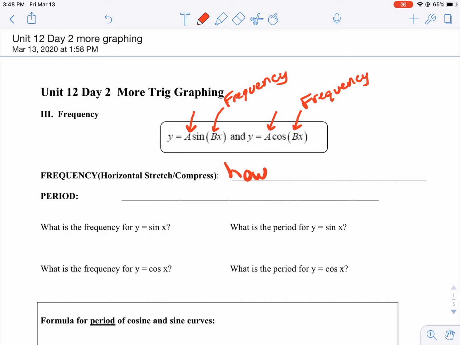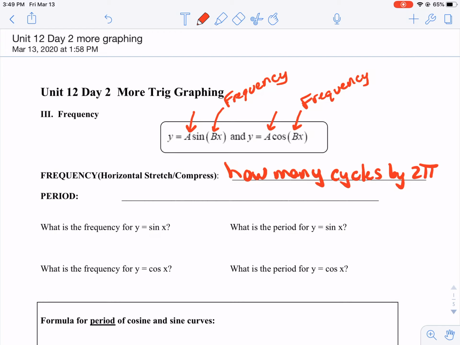So how many cycles by 2 pi. Now remember, a full cycle of sine is a hill and a trough. A full cycle of cosine is a complete V. So the frequency tells you how many cycles you will get by the time you reach 2 pi.